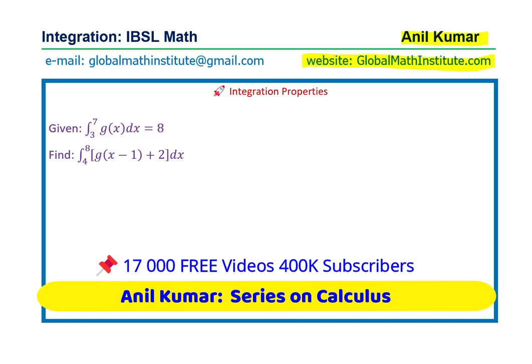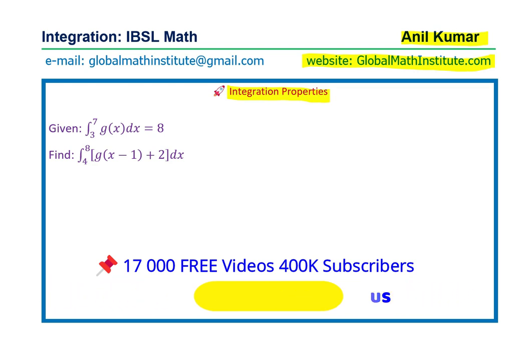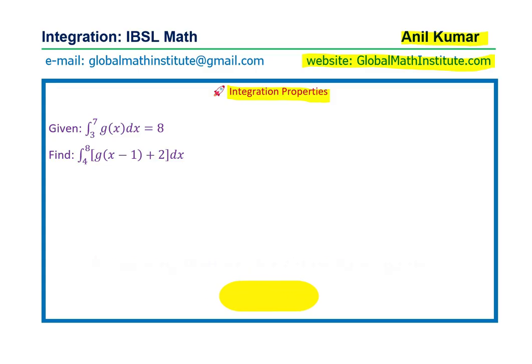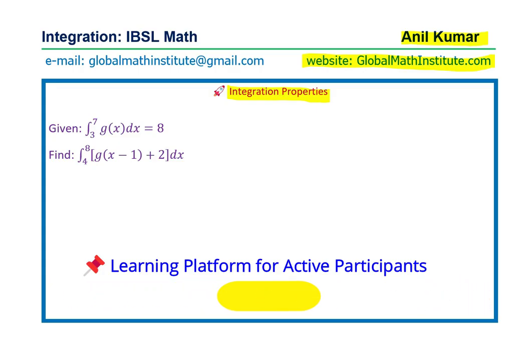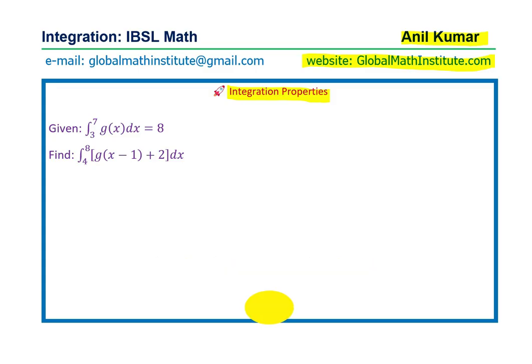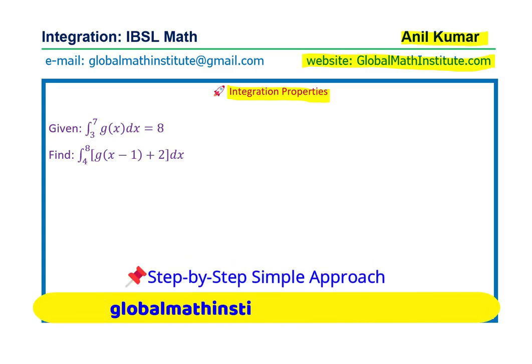We look into the properties of integration with the help of an example. We are given that the integral of g of x dx from 3 to 7 is 8. We need to find the integral from 4 to 8 of g of x minus 1 plus 2. So let us see how we can use the properties and easily answer this particular question.